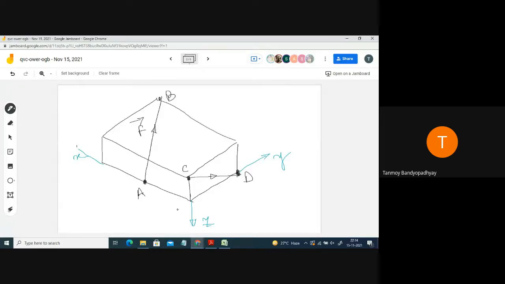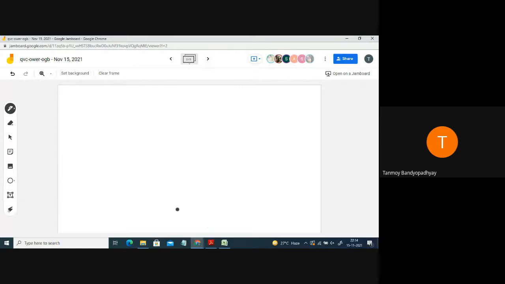So this force is 2 kilonewton. What we have to do is: vector F is equal to the magnitude of vector F times n_AB cap, sorry, the unit vector in the direction AB. So that should be vector F dot vector R_AB divided by the magnitude of the vector R_AB.